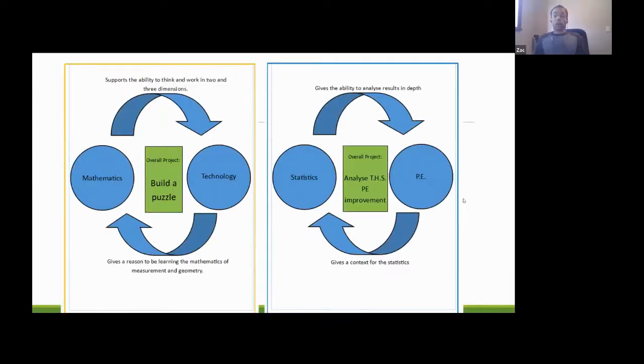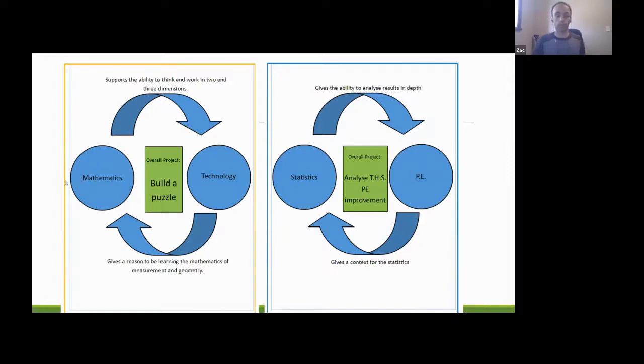So to do that, these are some examples of the kete that we have done. You know, the Build a Puzzle project. The mathematics really supported the building of the puzzle. But what got our kids engaged in the mathematics was they actually needed to use it. When they were doing their measurement, their area, their volume, they were using that to produce their puzzle.